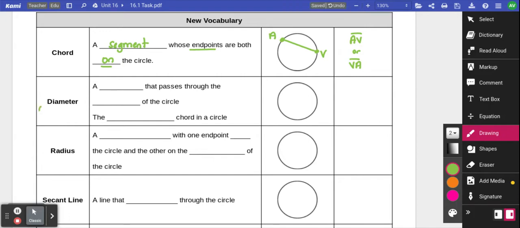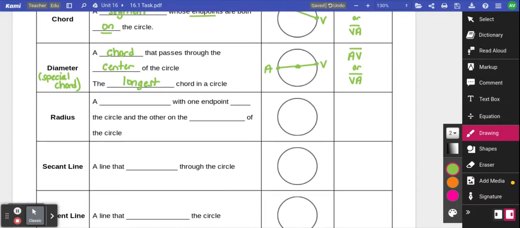Now, a diameter is what I like to think of as a special chord. You've probably heard the word diameter at some point before in your life. A diameter is a chord that passes through the center of the circle. It's going to be the longest chord that we can draw. An example of a diameter would look like this, where it goes right through the center of the circle. Again, when we name a diameter, we use the naming convention for a segment because it does stop in 2 places. So an example would be AV, or we could name this VA.